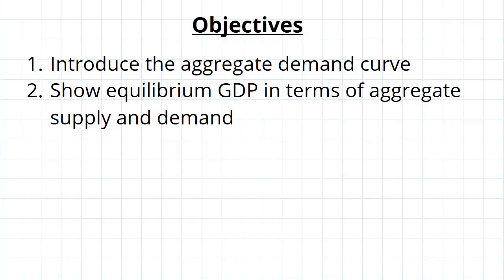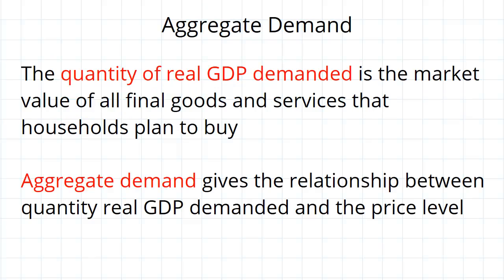G'day guys. So having talked about aggregate supply, obviously the next step is to talk about aggregate demand. So we'll introduce the aggregate demand curve, and then we'll show how equilibrium GDP can be shown in terms of aggregate supply and demand.